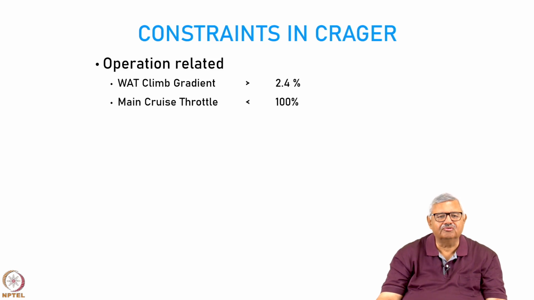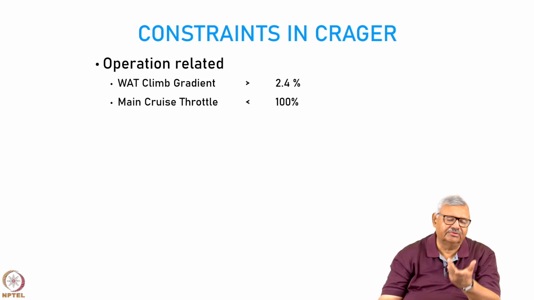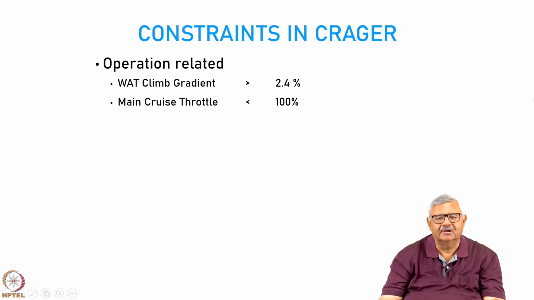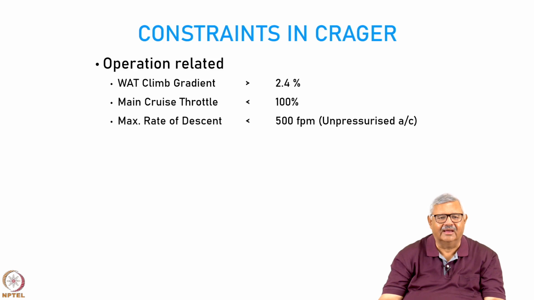Then you have main cruise throttle less than 100%. Obviously, you cannot produce power more than 100%. Actually, during cruise you fly at a much lower throttle, but the limit is 100%, isn't it? So, therefore, we have given a percentage limit here, because in this particular code, depending on the throttle that you give, the engine gets adjusted with the power that is available for flight.